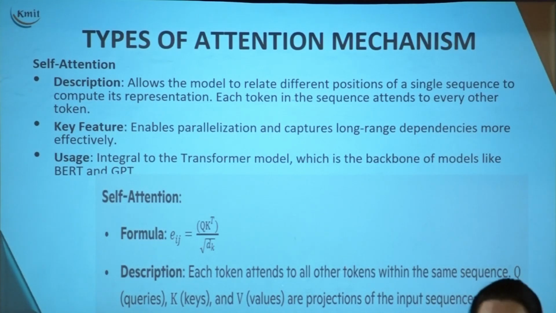Very important now for our next exercise, self-attention. So what is self-attention? It allows the model to relate different positions of a single sequence to compute its representation. Each token in the sequence will attend to every other token that is present inside the sequence. This is called self-attention, where it seeks the attention score of all the tokens present inside that particular sequence. Clear?